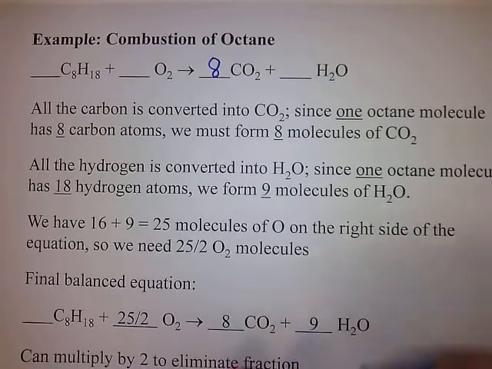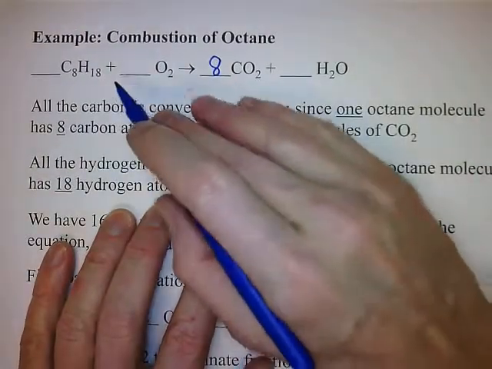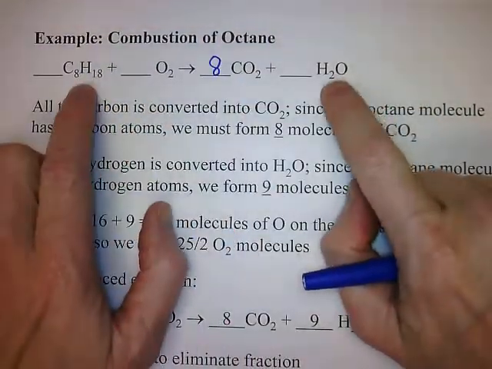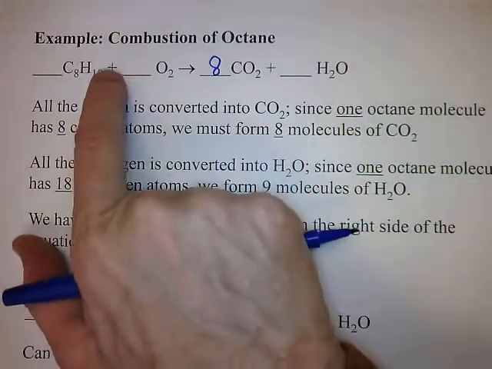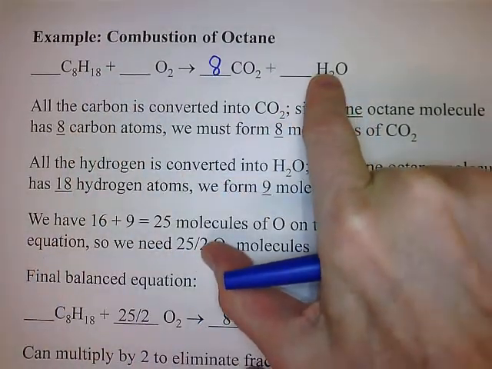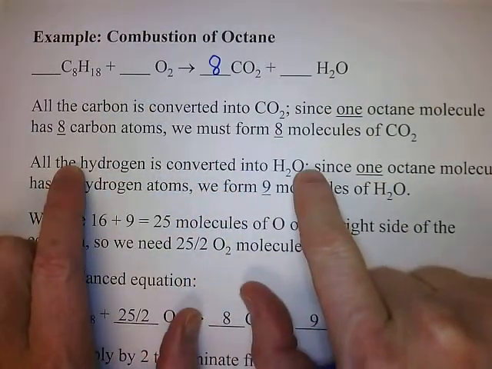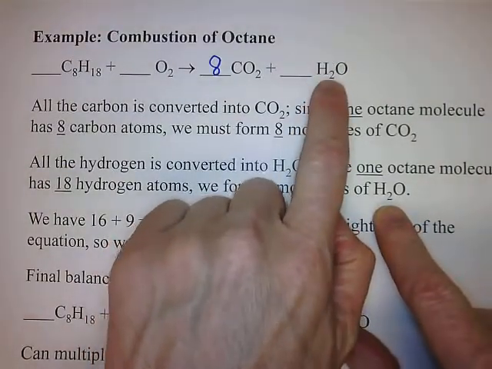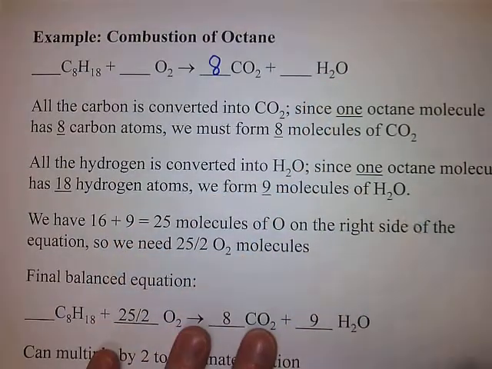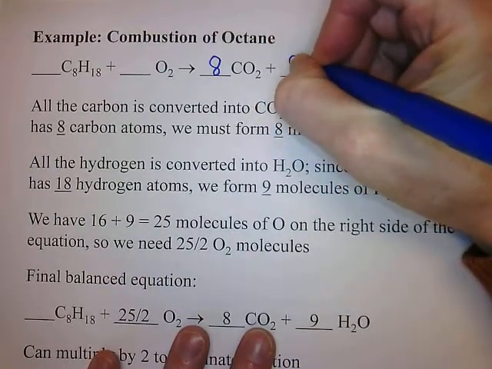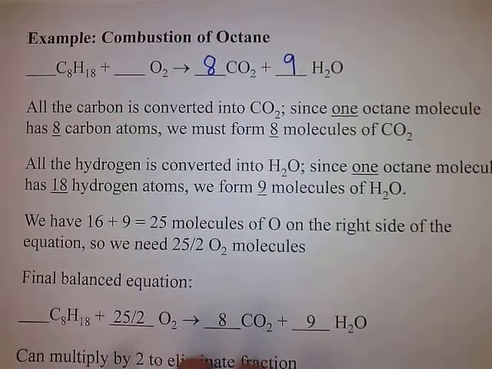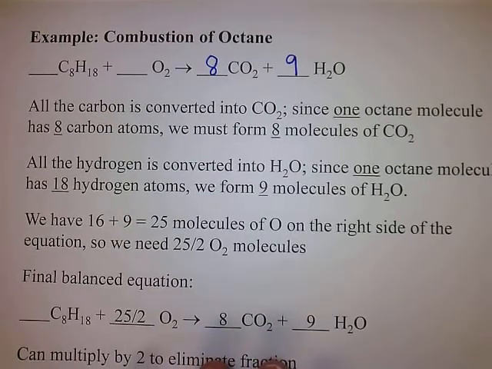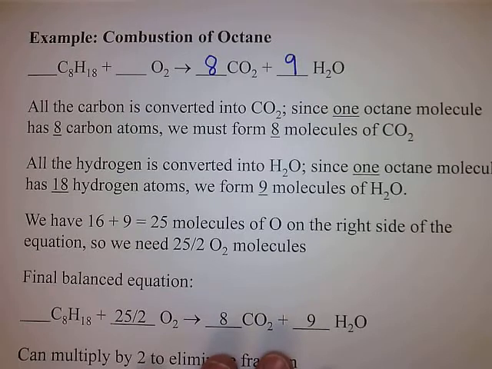Now let's do the hydrogen. We have 18 hydrogens. There are only two species here that have hydrogen in them, so all the hydrogen that's here has to show up in the water. We have 18 hydrogens on the left side in that octane, and we have 2 hydrogens in a water molecule, so we're going to have to put a 9 in front of that water. And then last, we're going to balance the oxygen.